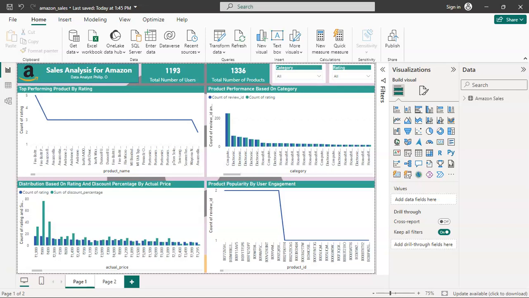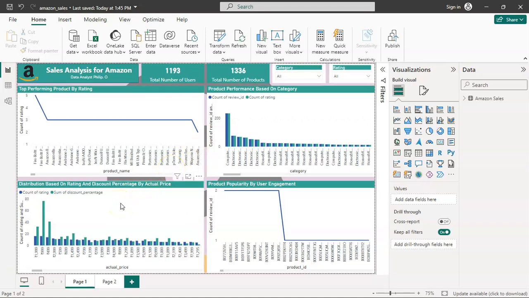Today we are looking at the sales analysis for Amazon, and from the dashboard, as usual, we have our KPIs and slicers at the top. The first chart we are looking at is the top performing product by ratings. The next chart to it is the product performance based on category.